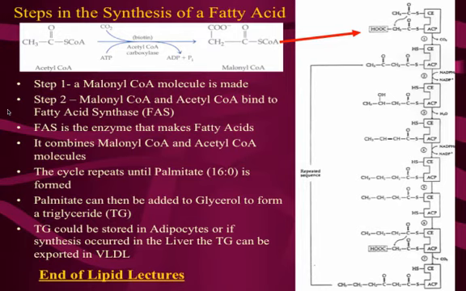Alright, so the first one you get C6. Next one you'll have C8. Then C10, you'll go all the way to C16. And then palmitate's released. So the end product of fatty acid synthase is palmitate. And then palmitate can be added to glycerol to form a triglyceride. So that triglyceride could be stored in adipocytes, or if this occurred in the liver, the triglyceride can be exported in VLDL. That's how the liver makes it.